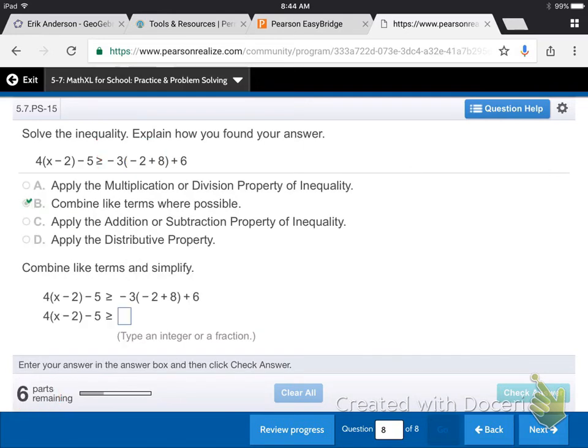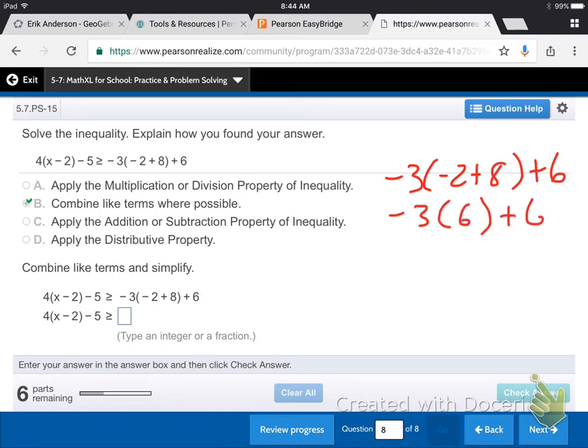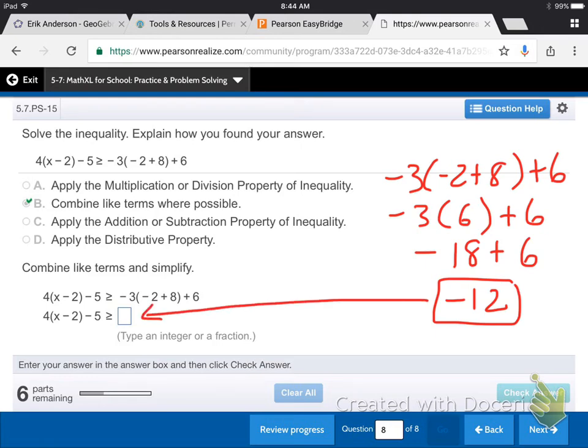When we combine like terms, let's do it up here. Negative 3 times negative 2 plus 8 is plus 6. So that's the right side of the inequality. We're going to add negative 2 plus 8, which is 6, plus 6. We're going to multiply negative 3 times 6, which is negative 18, and then add 6, which means to subtract because they're different signs. And that's 12, but the bigger number is negative. So there you go. We're going to take that number and pop it right in there in our box.